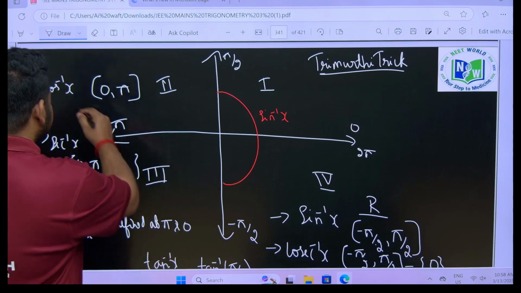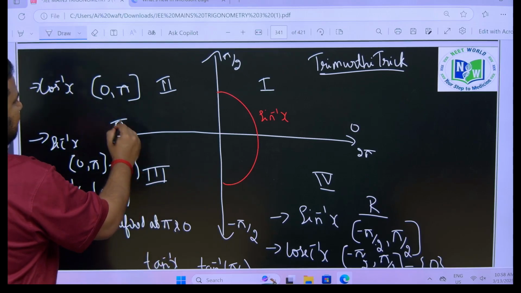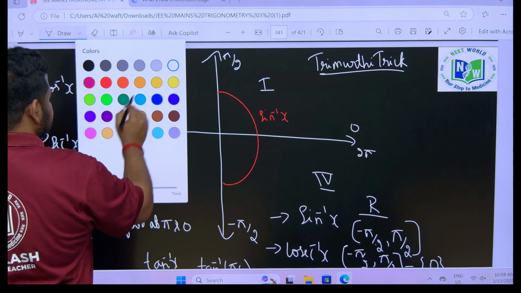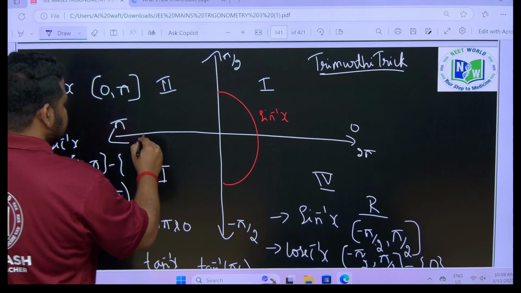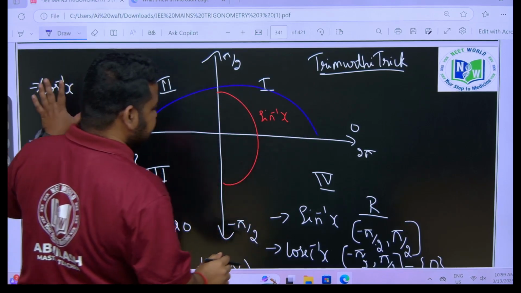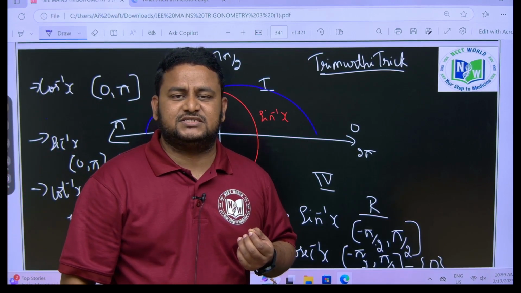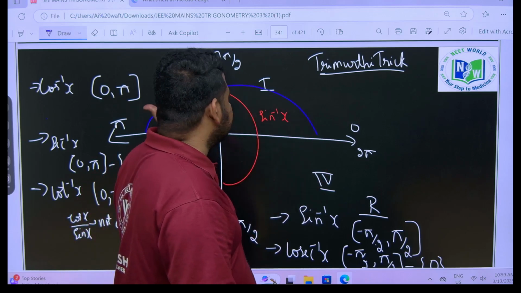So this Trimurti trick is what? They are flipping like this. You can take the principal value branches for these three: cos inverse of x, secant inverse of x and cot inverse of x is ranging from first quadrant to second quadrant.